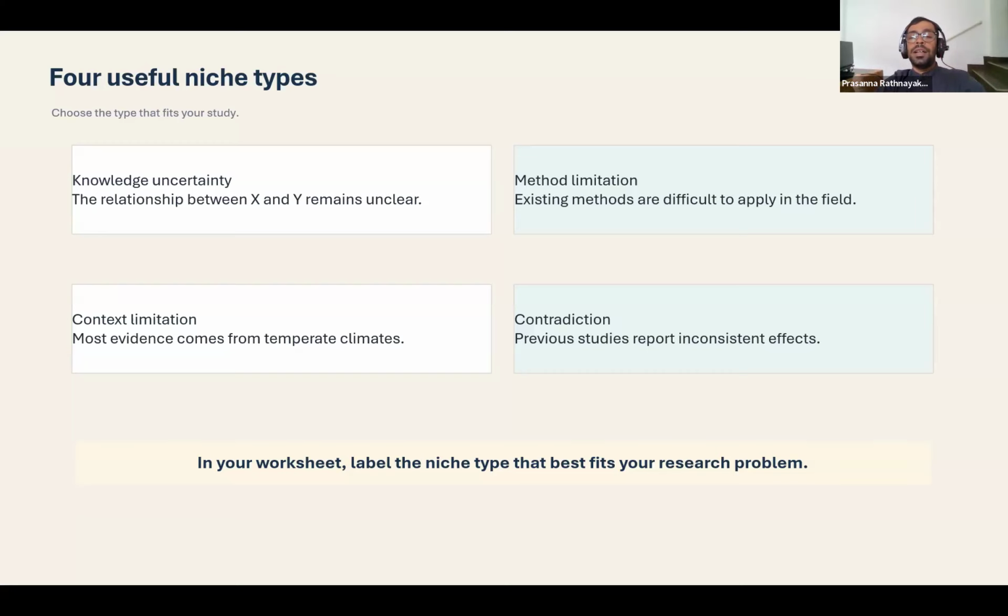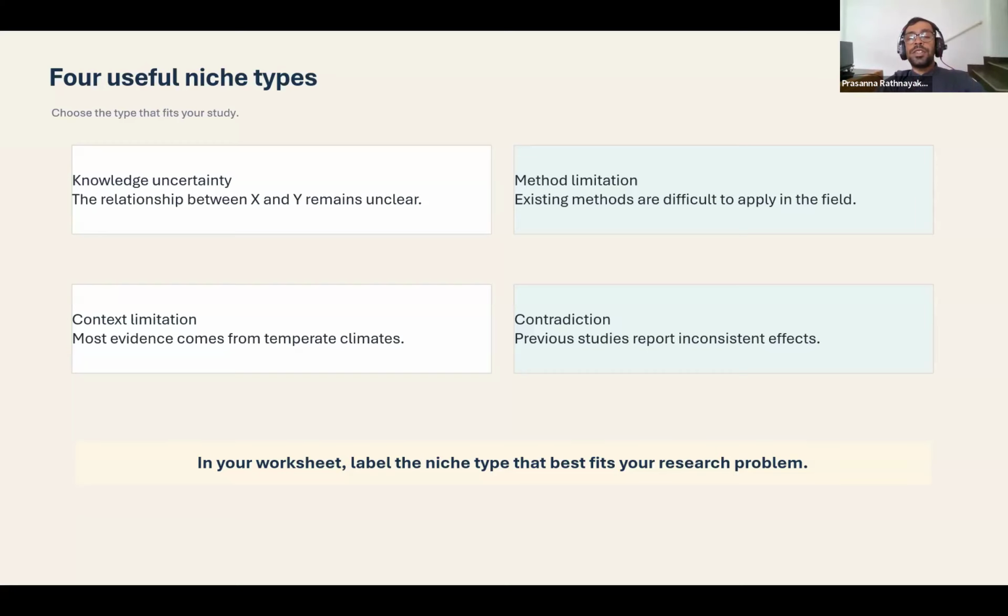So when you detect either a knowledge uncertainty, a method limitation, a context limitation, or perhaps a contradiction, these types help you move beyond just a vague statement of what you're going to do. Instead, you do not go into a simple vague statement like "few studies exist."